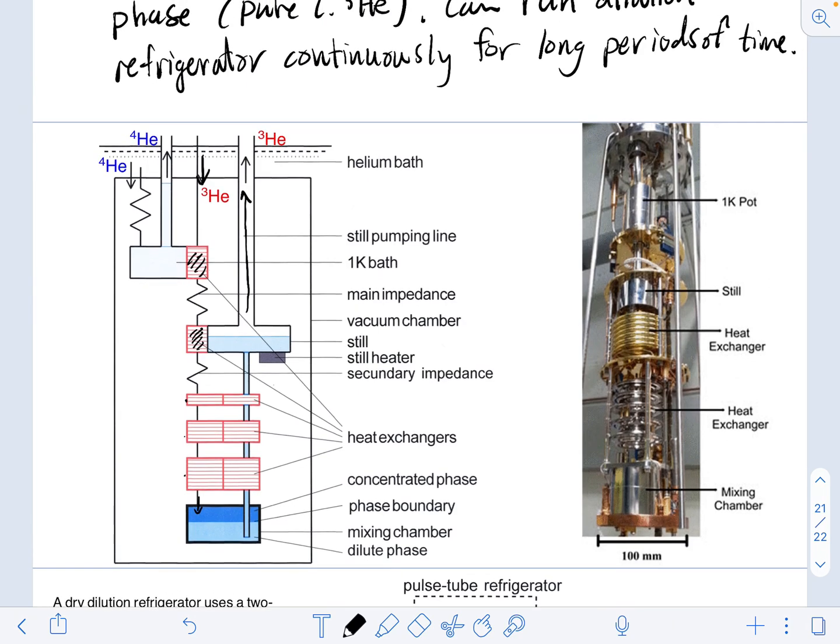Okay, and so here on the right-hand side is a photograph of an actual dilution refrigerator. So there's the mixing chamber on the bottom. These are heat exchangers that cool the helium-3 as it is reintroduced after being pumped out of the still. And then there's the still. This thing is the 1K pot. I can't see the fill line, but somewhere there's a fill line that allows helium-4 from the surrounding bath to fill that 1K pot.